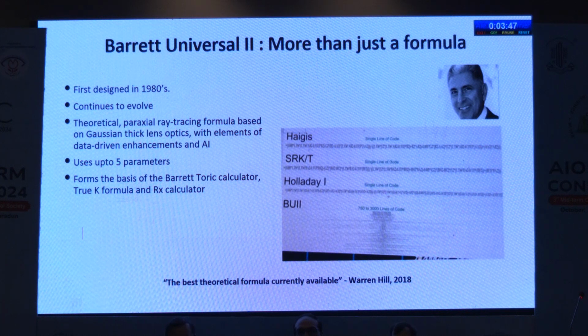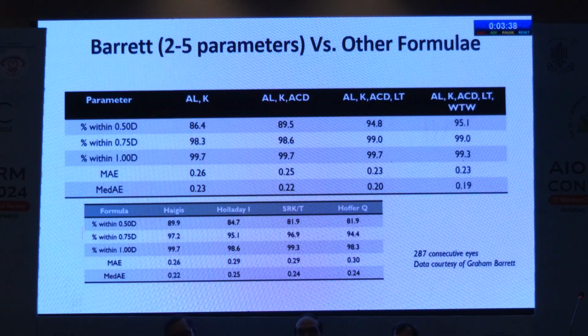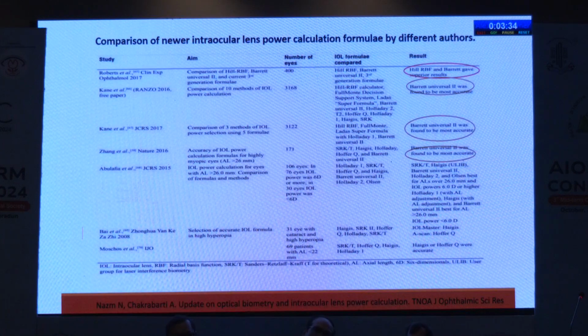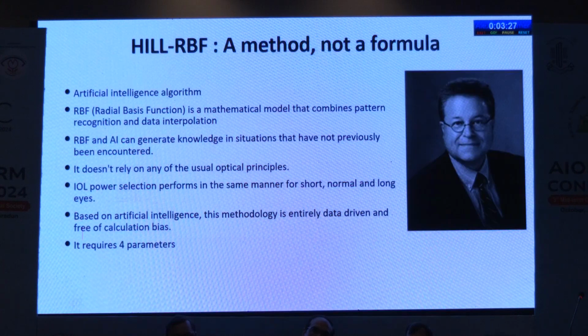It is based on theoretical optics, Gaussian optics, as well as on artificial intelligence, and it uses up to 5 parameters. So increasing the number of parameters which are fed into Barrett increases its accuracy. Various studies comparing the Barrett with the older formulas show that Barrett tends to perform much better than the older formulas.